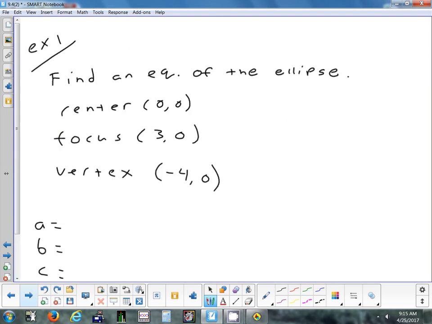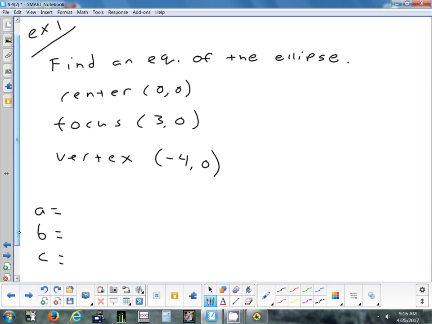Okay. So, just like we did yesterday, first thing I have to do is if I want an equation, I have to find all the letters that I need to plug in. They gave me the center, they gave me the focus, they gave me the vertex. They gave me everything I need. So, does anybody see one of these three letters we have enough information to figure out? A. Sure. A is the distance from the center to the vertex. If you graph the center and you graph the vertex, how far apart would they be?